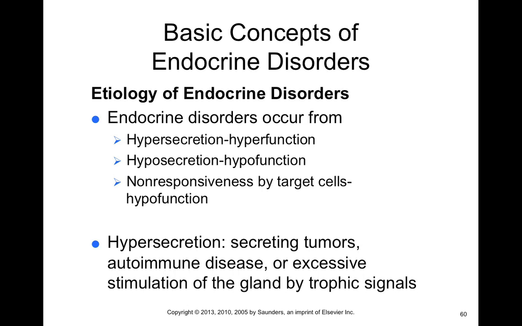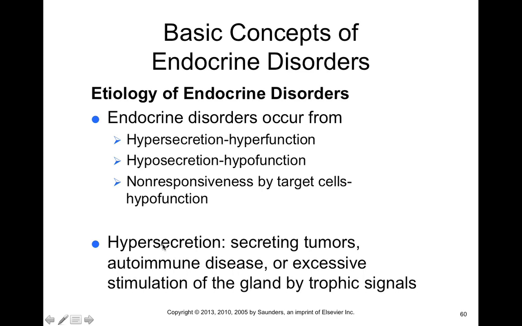Like if you have a lot of thyroid hormone being released, that might lead to hyperfunction of the target tissues for thyroid hormone. Or hyposecretion, hypofunction, where you have low hormones being released, right? Low levels of hormones being released, which causes hypofunction or underfunction of that tissue. Or non-responsiveness by target cells. You might have a sufficient amount of hormone, but if the target cells can't respond to that hormone, then that can lead to hypofunction. An example of this would be type 2 diabetes, where you have a sufficient amount of insulin, but your body cells stop responding to that insulin. So that leads to hypofunction.